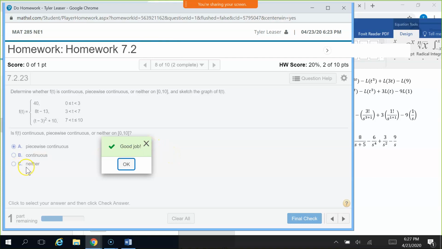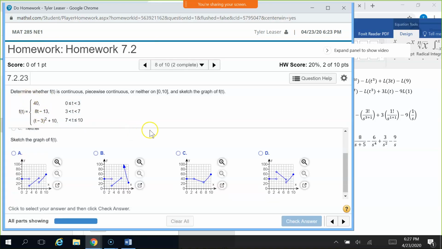The only time it's going to be neither is if one of your functions is messed up, like it has a t in the denominator, or it has a weird square root. One of the normal things that messes up. All right, and here I just want you to pick the right graph.